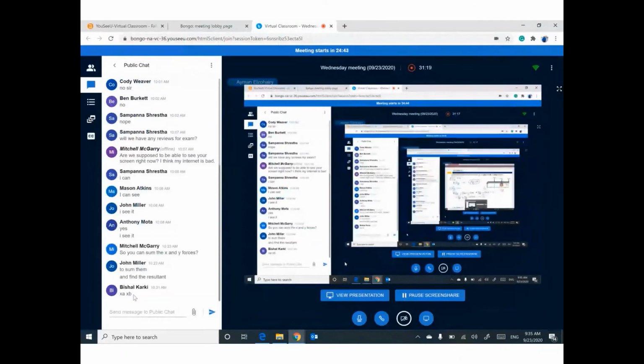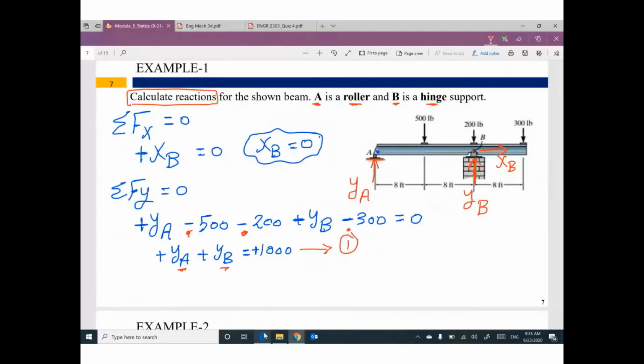B shell, where is XA? Do you have anything at A in X? Do you remember the first step in the problem? You need to put your reaction. Do you have horizontal reaction at the roller at A?